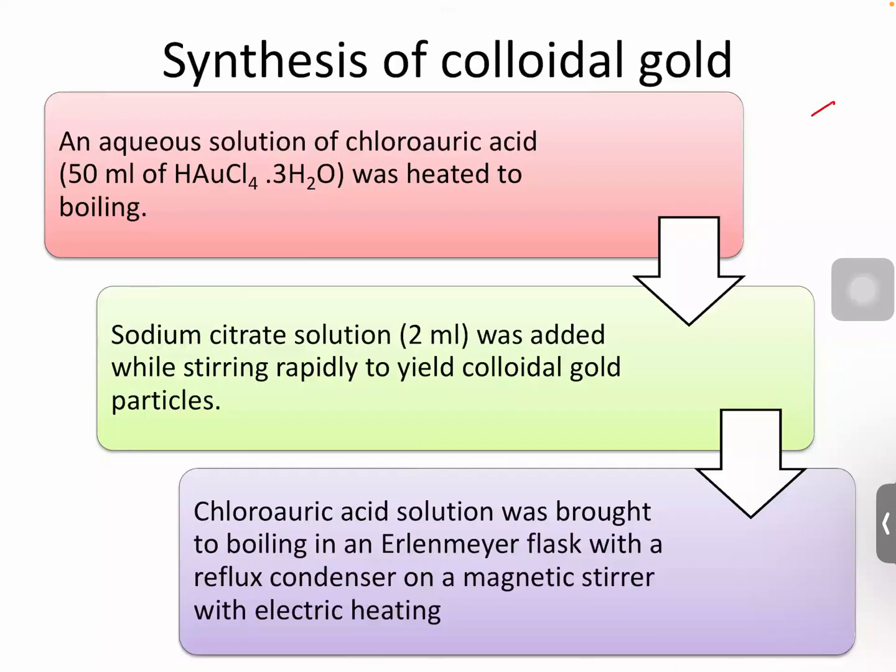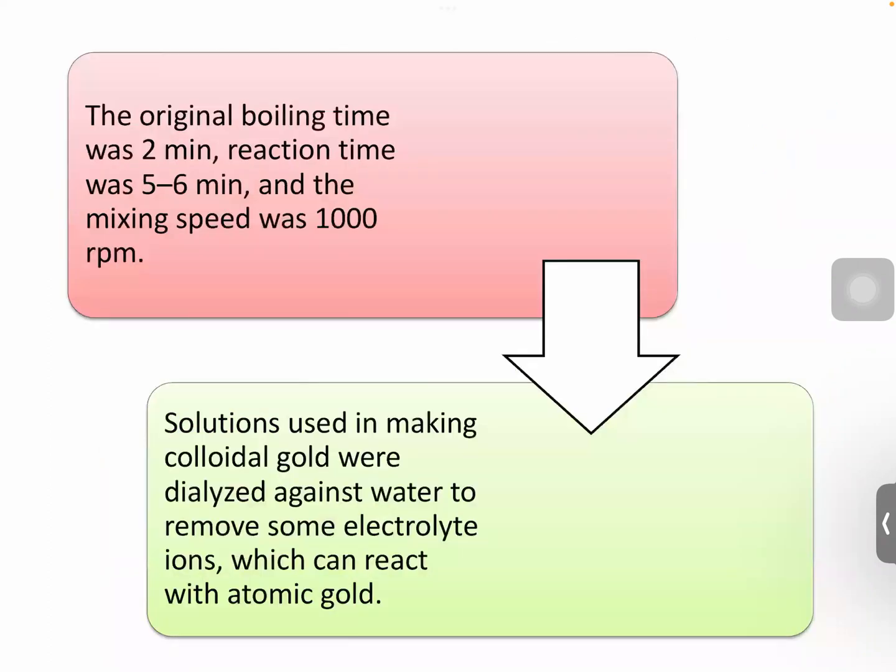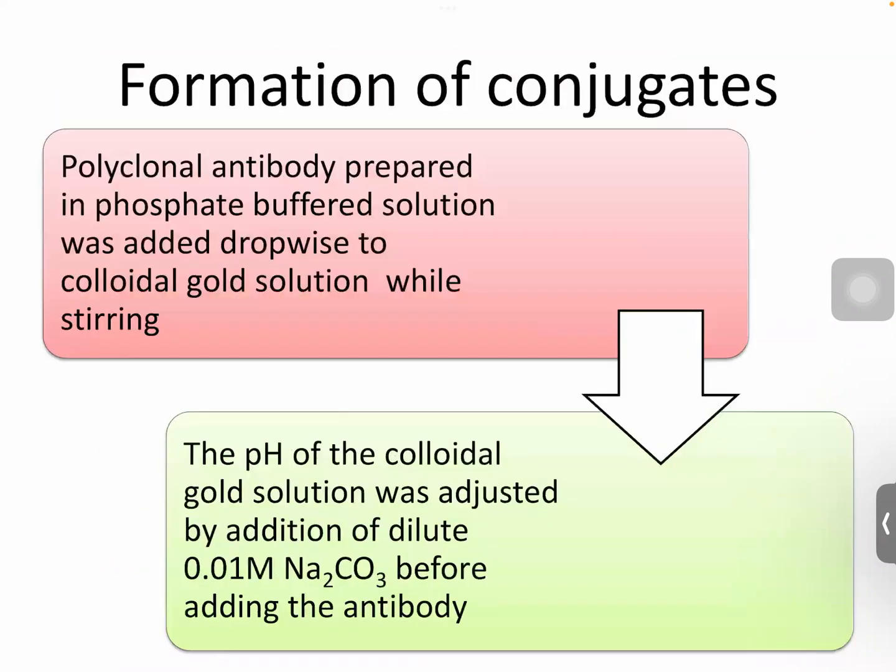And the next one, the synthesis of colloidal gold. This is the one that we have used, and it works. Okay. This is very basic, what we have done. This is the reducing agent that we have used to get the colloidal gold. Right. And this is how we conjugated onto the polyclonal antibody.